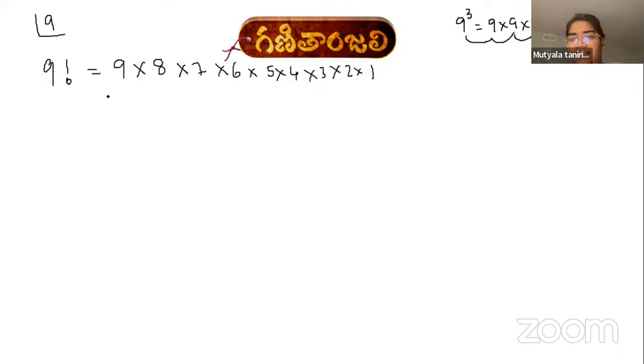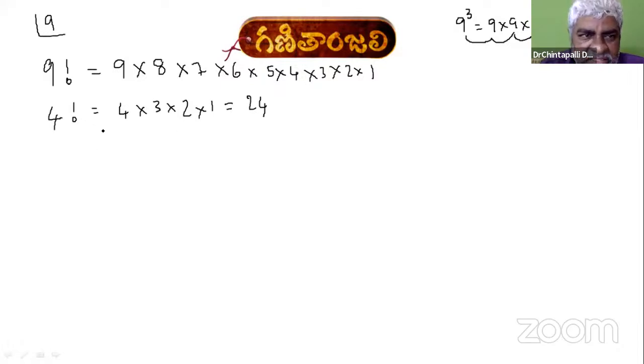It's 9 factorial. Can you tell its value without using a calculator? Okay. What is 4 factorial? 4 times 3 times 2 times 1. Its value is 6 times 4, 24. What is 3 factorial? 3 times 2 times 1, that equals 6. What is 2 factorial?